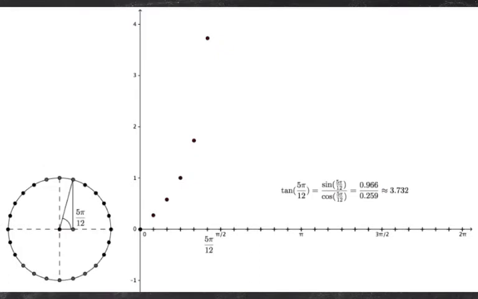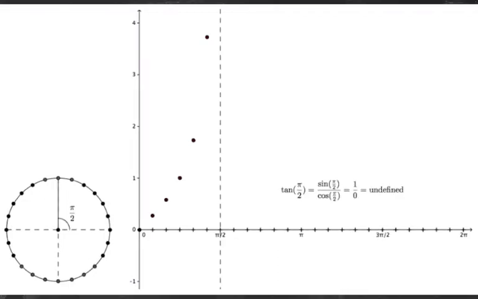Looking at the tangent of 5 pi over 12, I'm using those decimal approximations again. I get about 3.732. And then when I look at the tangent of pi over 2, the sine of pi over 2 is 1, and the cosine of pi over 2 is 0, because the height of the triangle is 1, and the base of the triangle is 0. And I can't divide by 0. I can't have 0 in the denominator. So the output here, the tangent of pi over 2, is undefined.